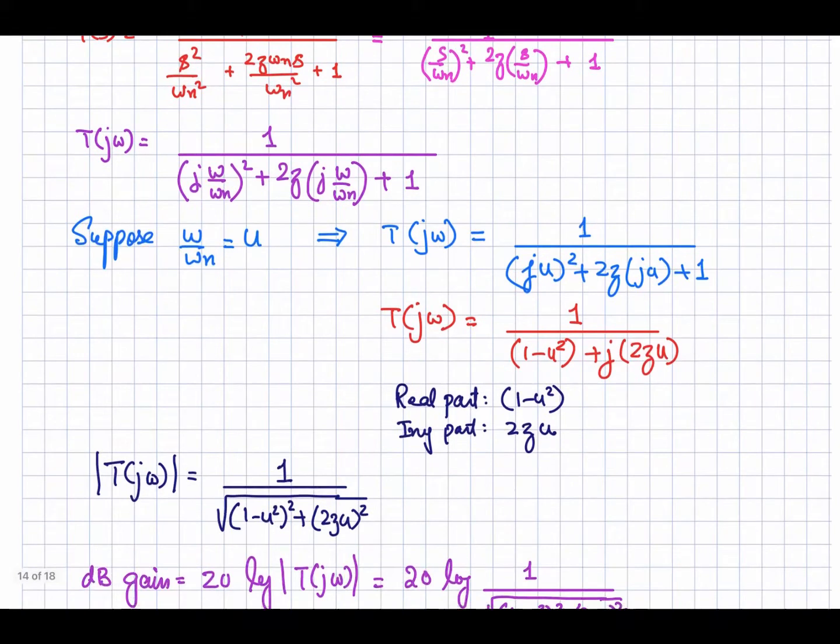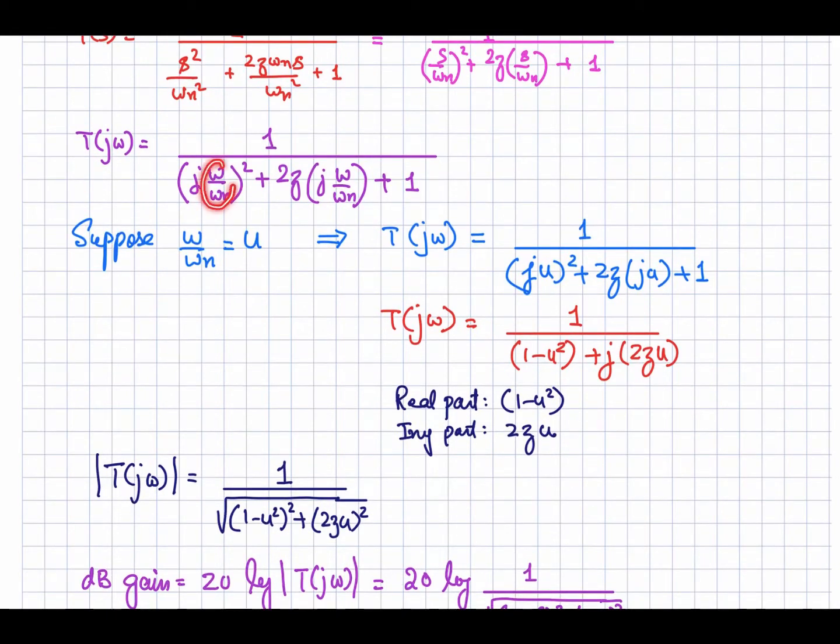Now in this we are going to assume that omega by omega n is equal to u. So we can write this equation like this: (ju) square plus 2 zeta ju plus 1. And if I collect the real parts together, this can be written as 1 minus u square, and the imaginary part is j into 2 zeta u. So the real part is 1 minus u square and the imaginary part is 2 zeta u.